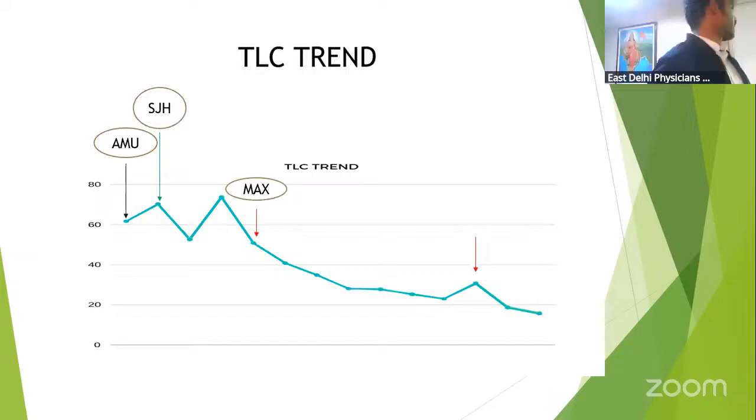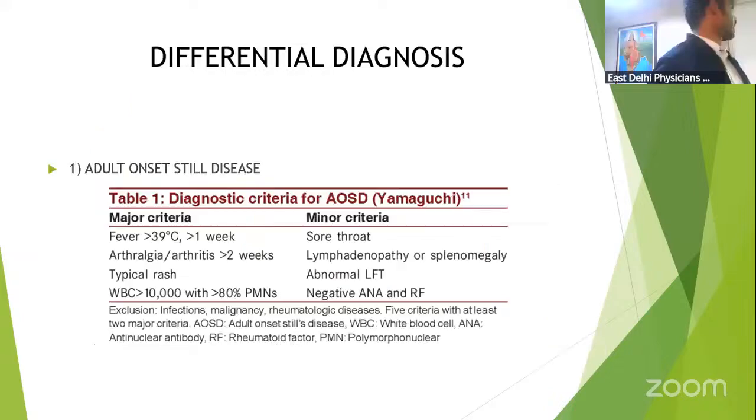In Still's disease, the rash is non-pruritic. Here the rash was pruritic. So that was one of the points that pointed against Still's disease. The WBC was more than 10,000 with more than 80% neutrophils. There was sore throat, there was lymphadenopathy, there was abnormal LFT, and there was a negative ANA. But in adult-onset Still's disease, the typical ferritin levels are in the range of 3 to 5,000. 9,000 to 10,000 ferritin levels are not usually seen.